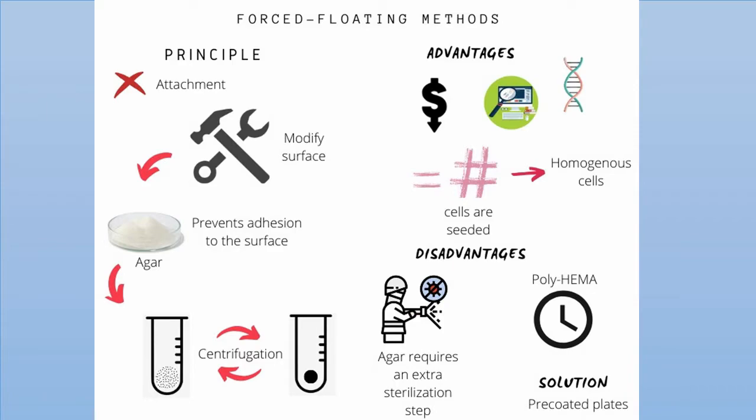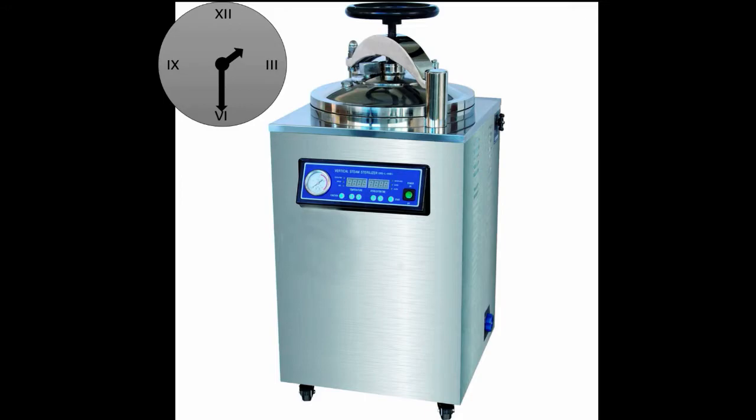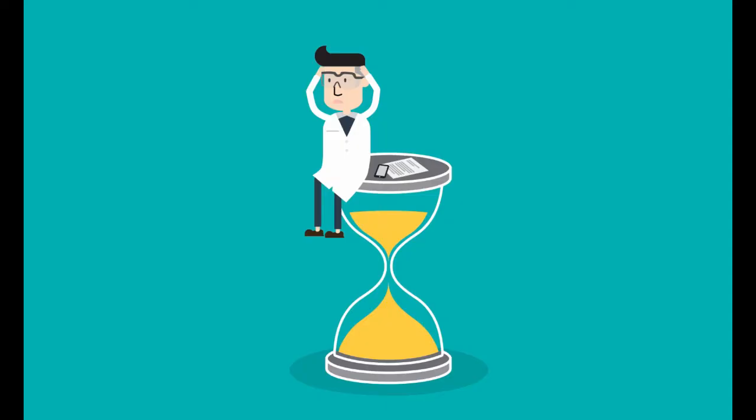However, as with any other technique, this also has its own disadvantages. Agar requires an additional sterilization step, being autoclaved before coating the plates. And on the other hand, polyHEMA takes several hours to dissolve in 95% ethanol.